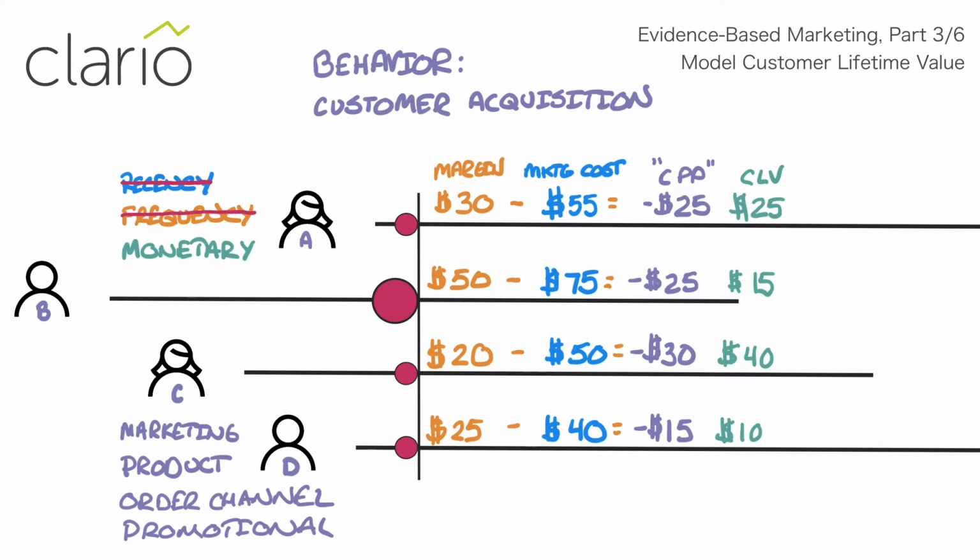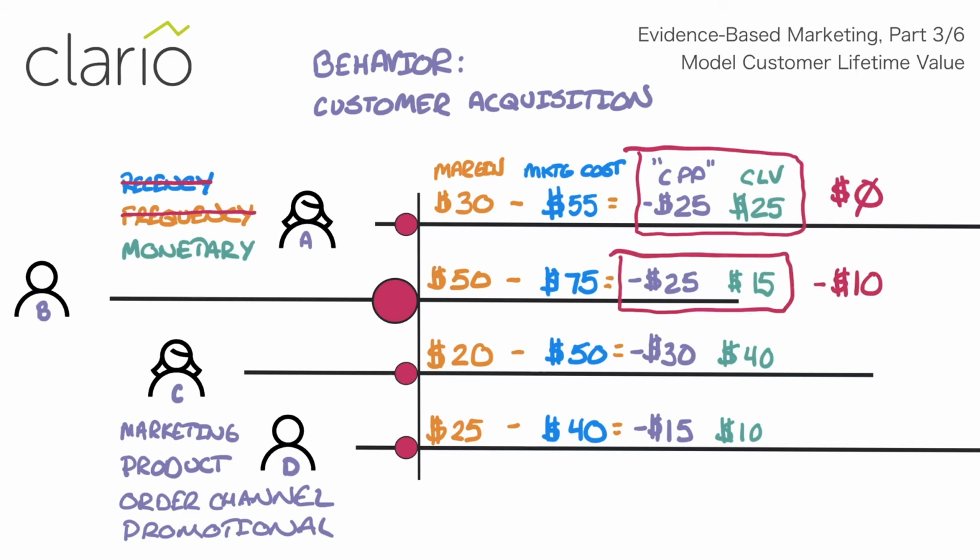So I can very quickly interpret the results of this customer acquisition analysis. On the first customer, I lost $25 in contribution net of marketing cost on their first purchase, but they're worth $25 to me over the next year. Generally, this would be viewed very positively. I didn't lose any money, and I'm going to make back everything I invested to acquire them over the first year of my relationship with them.